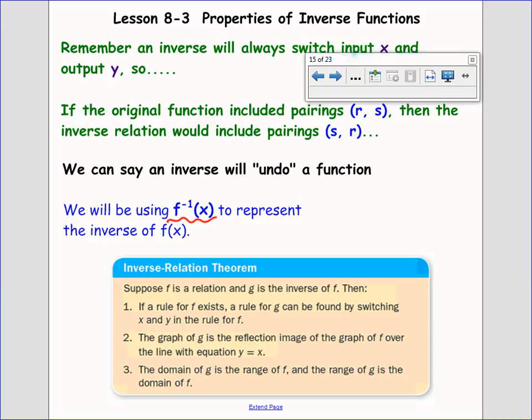So if f is a relation and g is the inverse of f, we already talked about these three things from before, but we wanted to make sure that you got it on a printout. And so we included this on your printout now. We can switch our x and y in the original to get the inverse. We can reflect the original about the line y equals x to get the inverse. And the domain of the original corresponds exactly to the range of the inverse and vice versa.